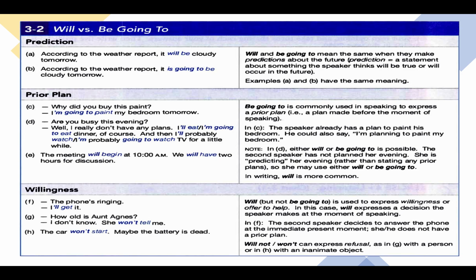We have examples here. Why did you buy this paint? I'm going to paint my bedroom tomorrow. So here we can see that the person has a paint in his or her hand, and the speaker is asking, why did you buy this paint? The other person answers, I'm going to paint. So the person has a plan. That's why he bought the paint. He went to the shop, or the supermarket or whatever, and bought the paint, and the plan is to paint his or her bedroom. She says, I'm going to paint my bedroom tomorrow.